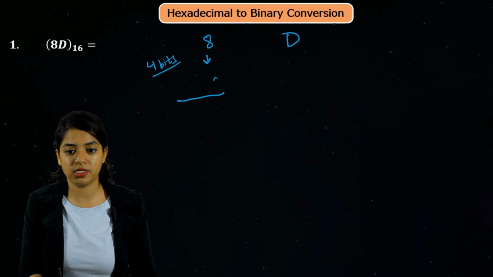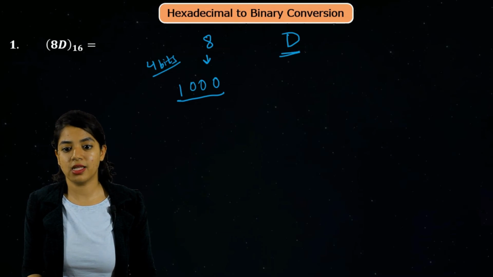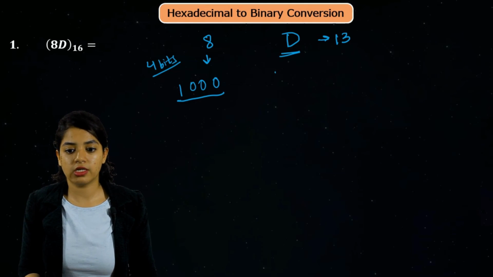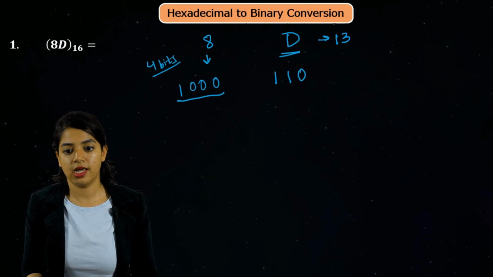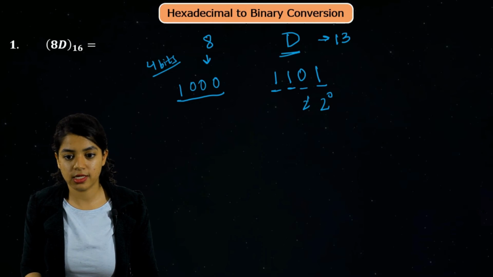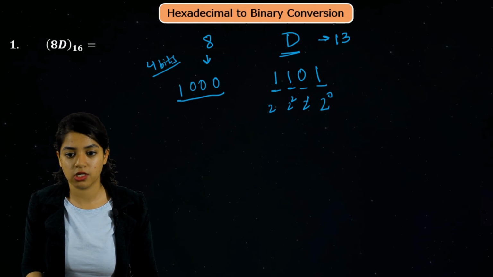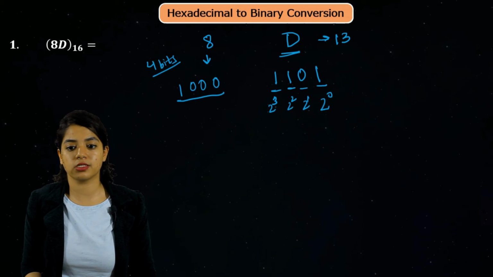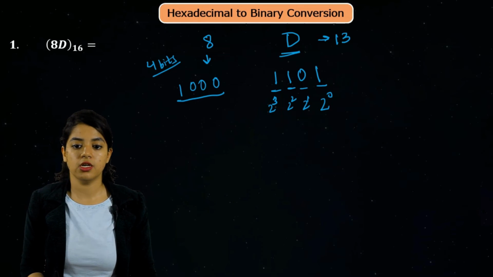So 8 is represented as 0001. Similarly, D is nothing but 13, right? So 13 is represented as 1101. You can also imagine it like this: 2 power 3 is 8, plus 4, plus 1 is nothing but 13.